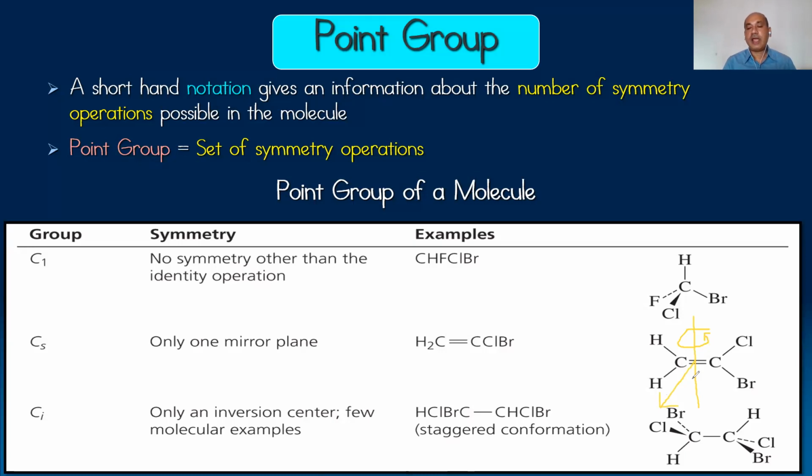As I told you earlier, every molecule, whether asymmetrical or symmetrical, always has identity. So every molecule has its own identity. So this molecule has identity E present.